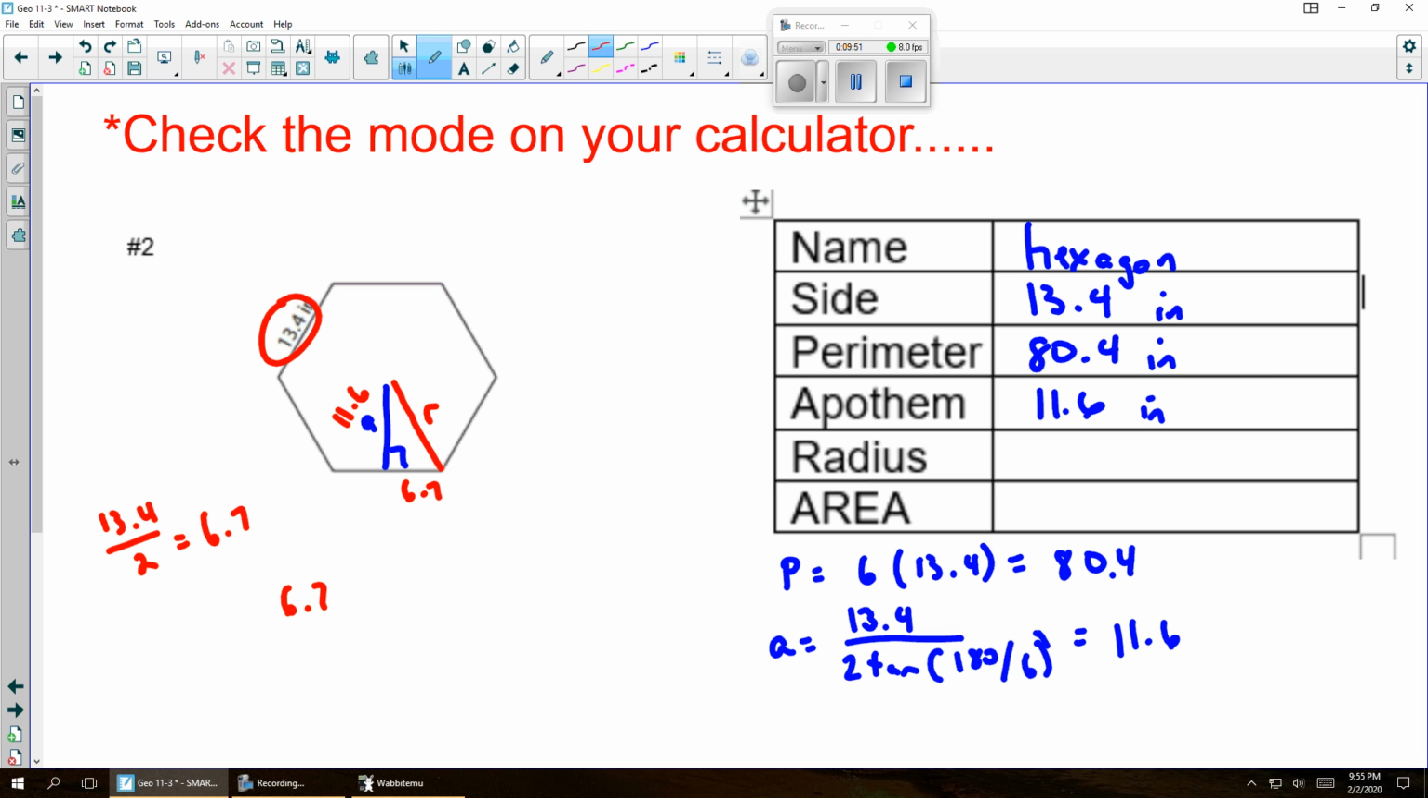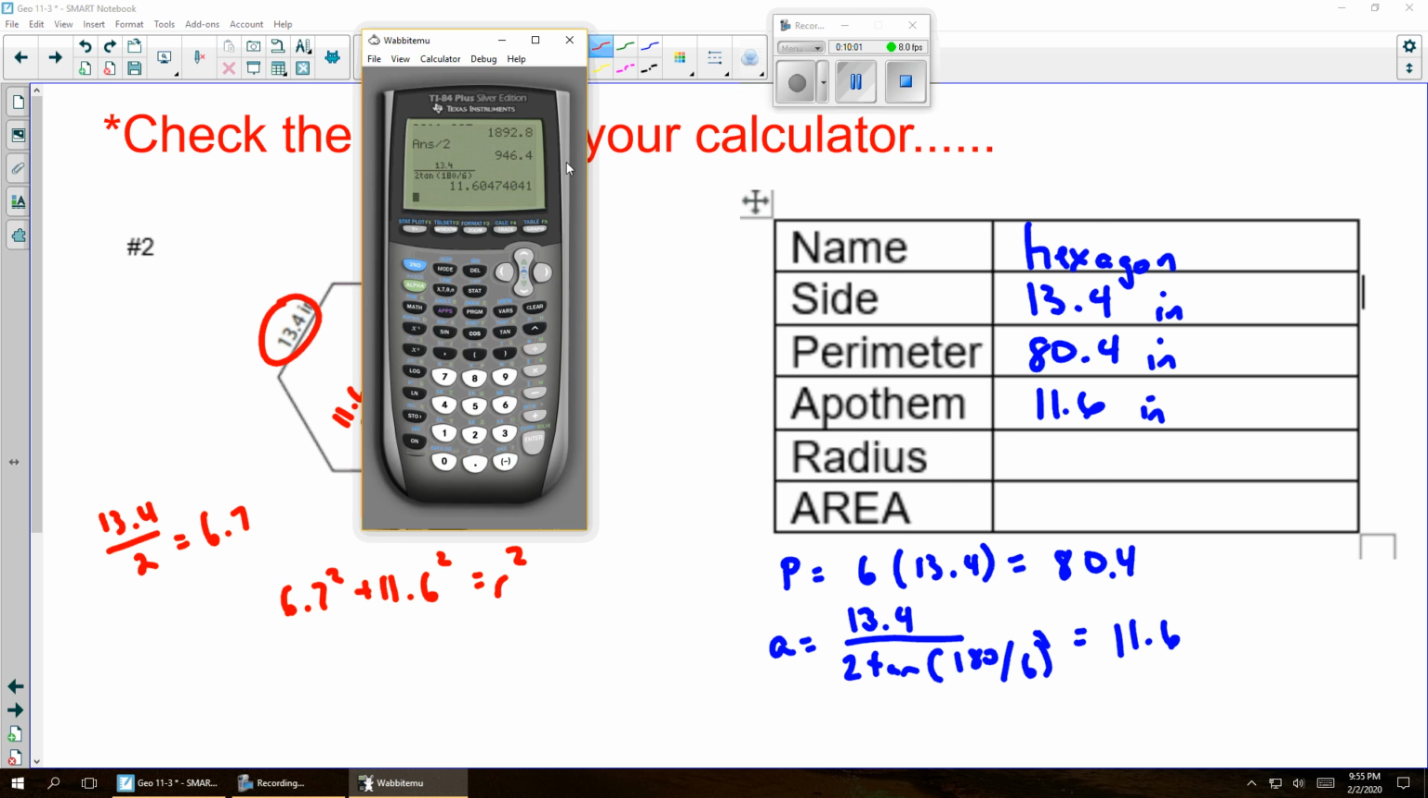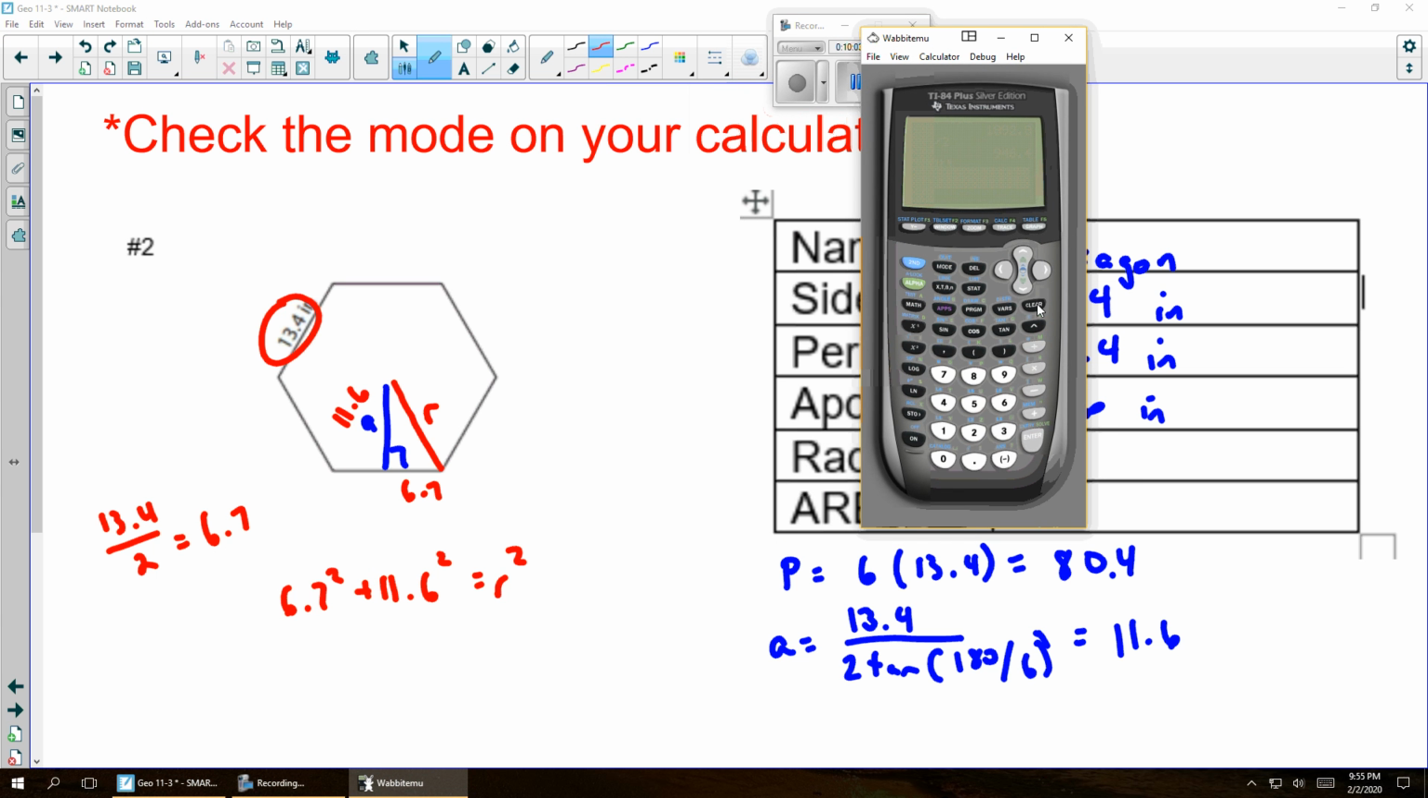So 6.7 squared plus 11.6 squared equals r squared. The calculator gets small when I move it, but that's all right. 6.7 squared plus 11.6 squared. And then I take the square root of that answer to get 13.4. That's the radius.